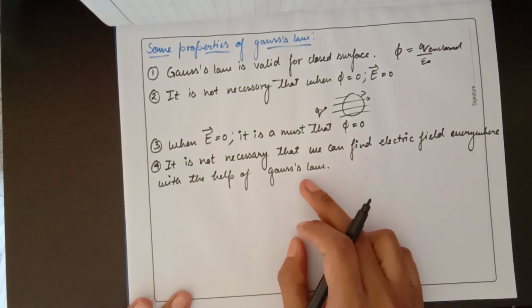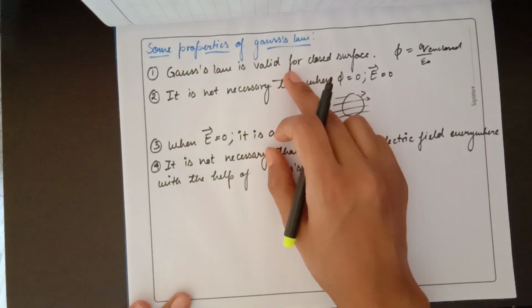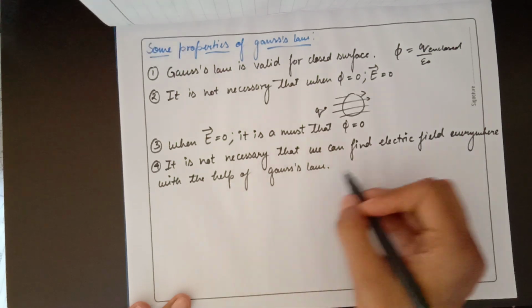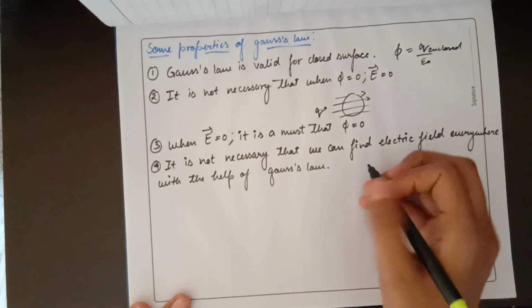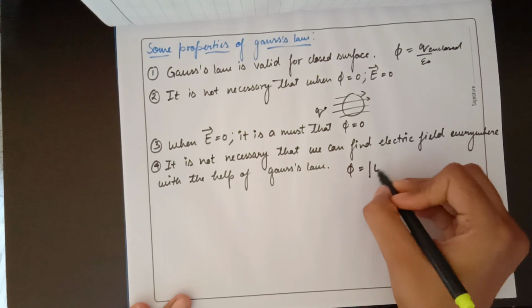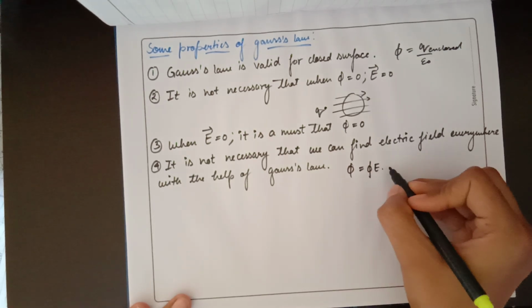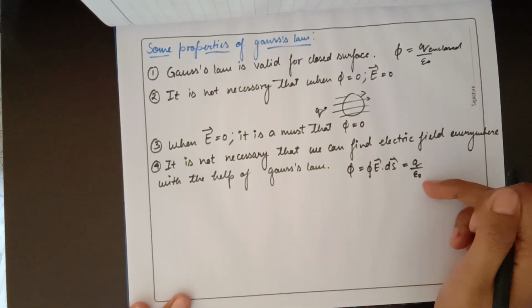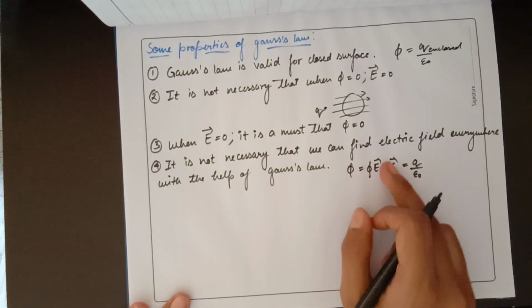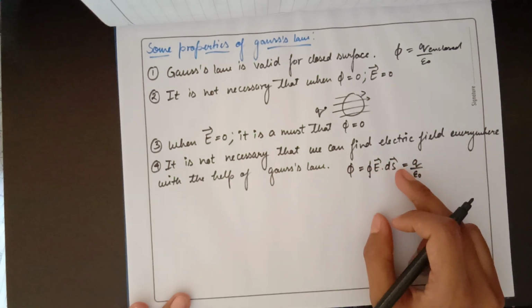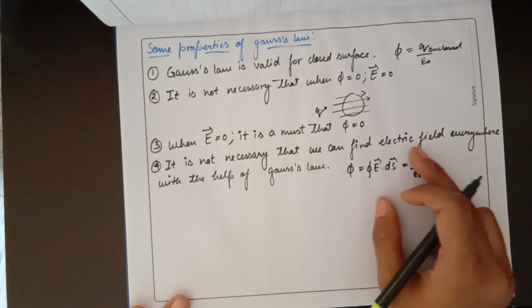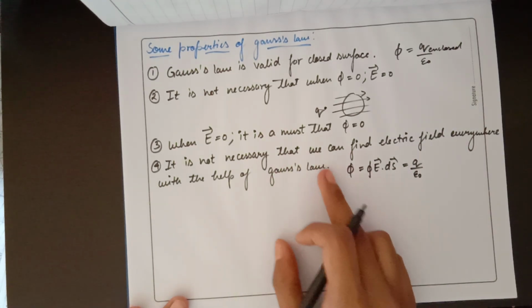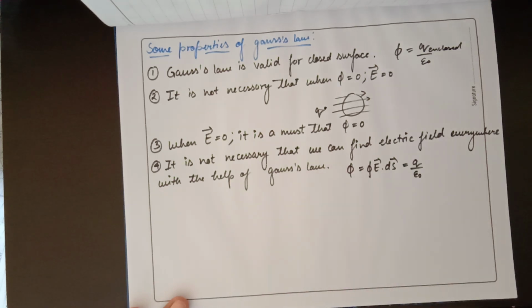it is not necessary that we can find electric field everywhere with the help of Gauss's law. As you have already seen, Gauss's law needs a closed surface. Phi is equal to Q enclosed upon epsilon naught, and we calculate electric field with Gauss's law by this formula: phi is equal to closed integral of E dot ds is equal to Q enclosed divided by epsilon naught. By this formula we can calculate electric field, but it is not necessary that we can find electric field everywhere, because for applying Gauss's law we need a closed surface.